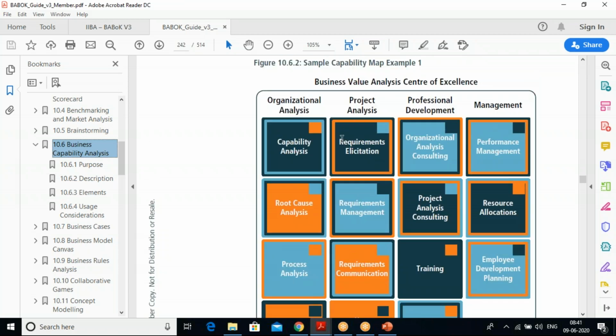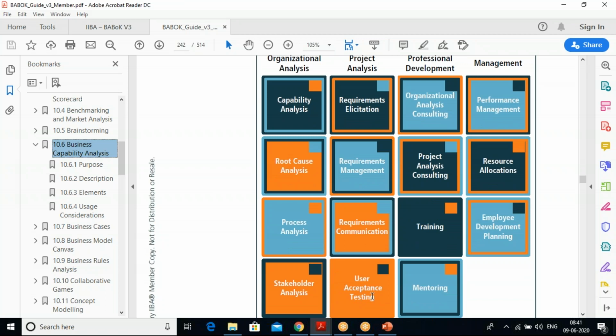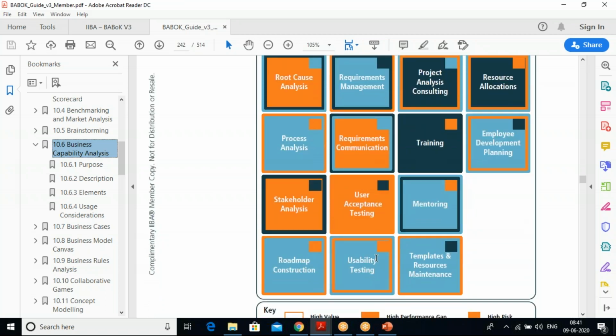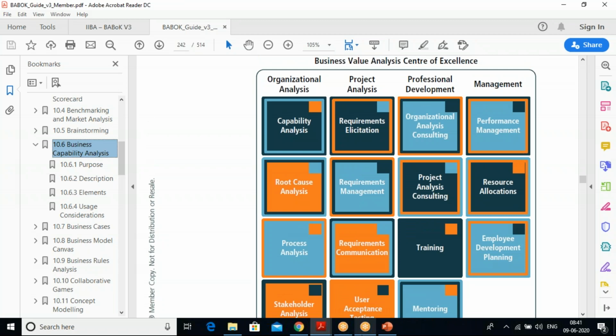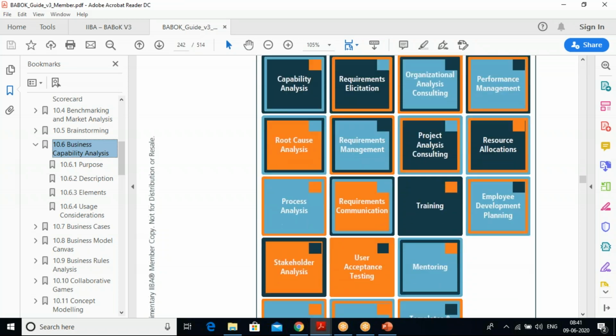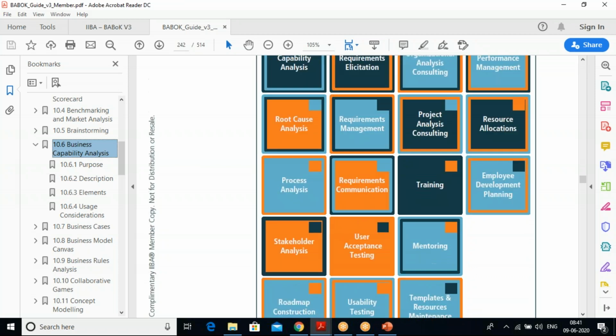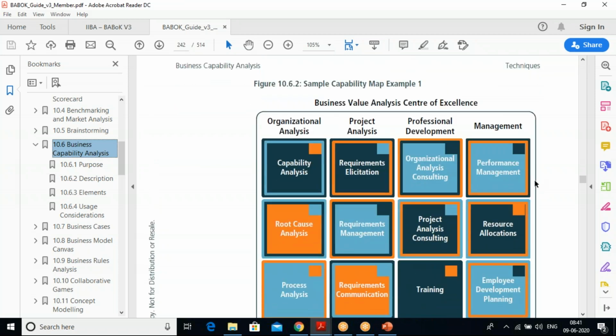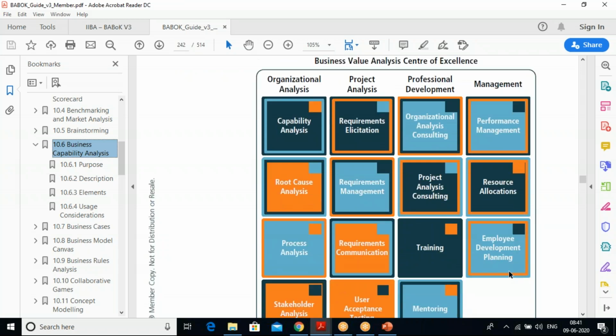In the project analysis, we have requirements elicitation, requirements management, requirements communication, user acceptance testing, and usability testing. So this is what we are going to do on the project side. On the professional development side, we have organization analysis consulting, project analysis consulting, training, mentoring, and templates and resource maintenance. And in management, we'll see performance management, resource allocation, and employee development planning. These we will be taking care of.